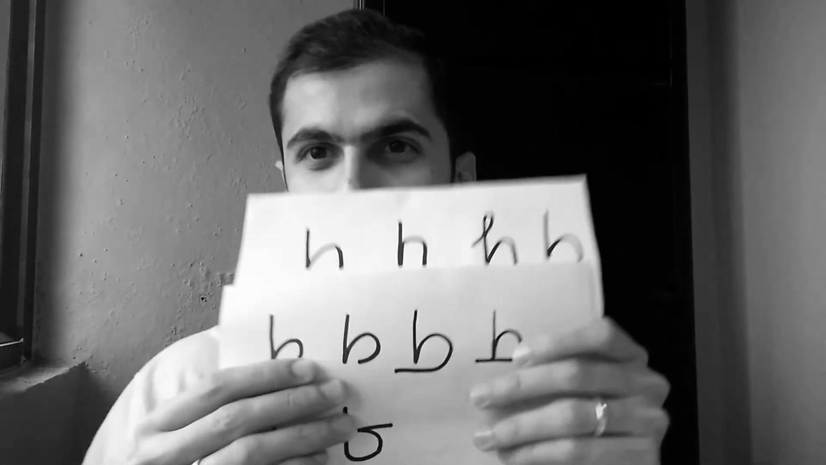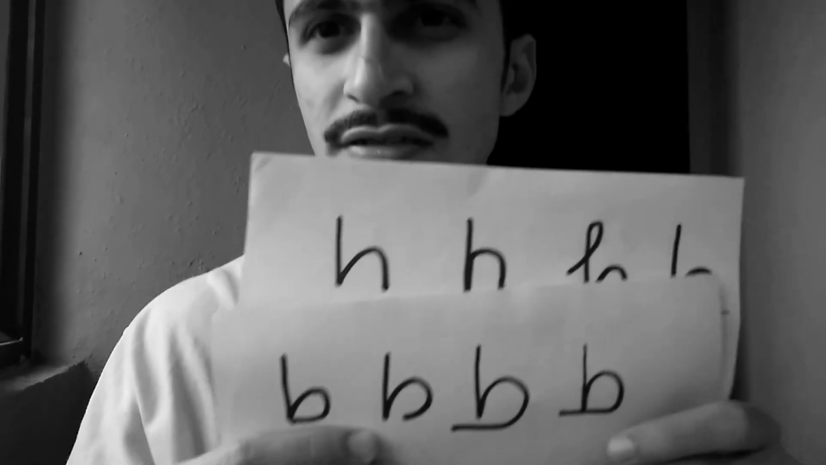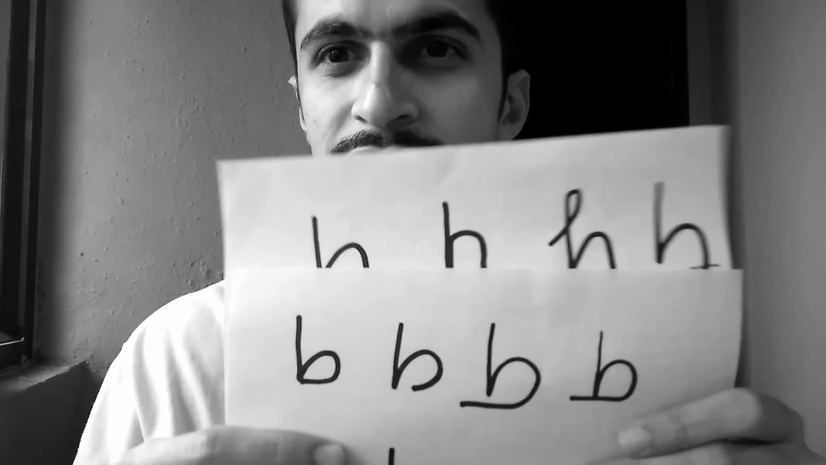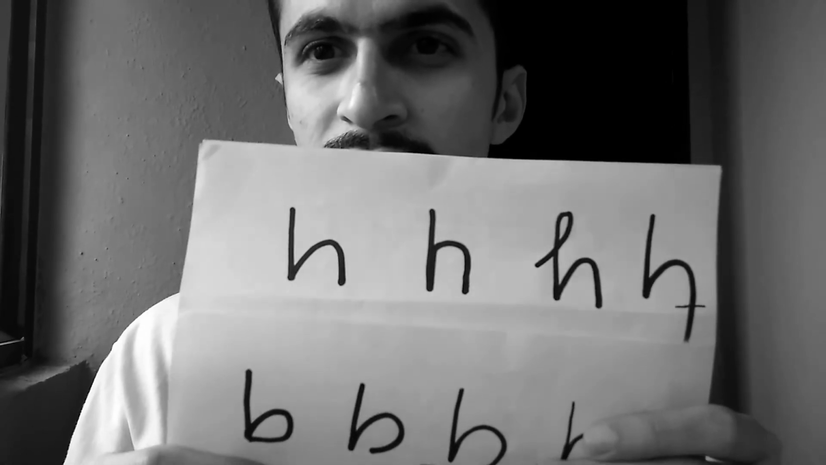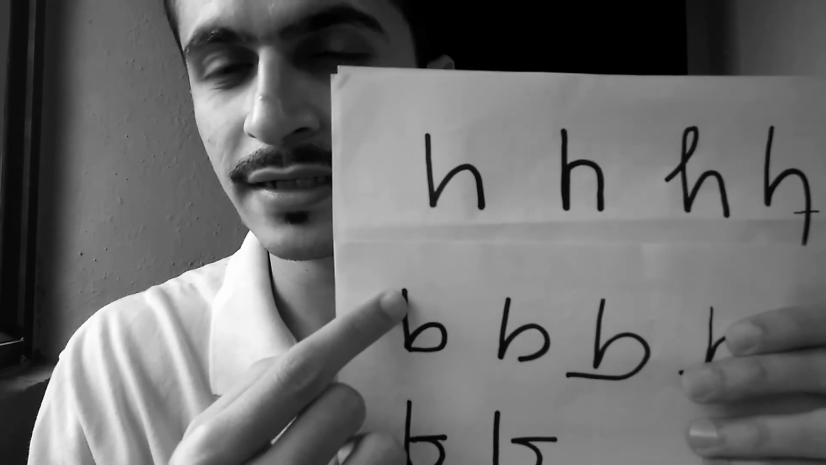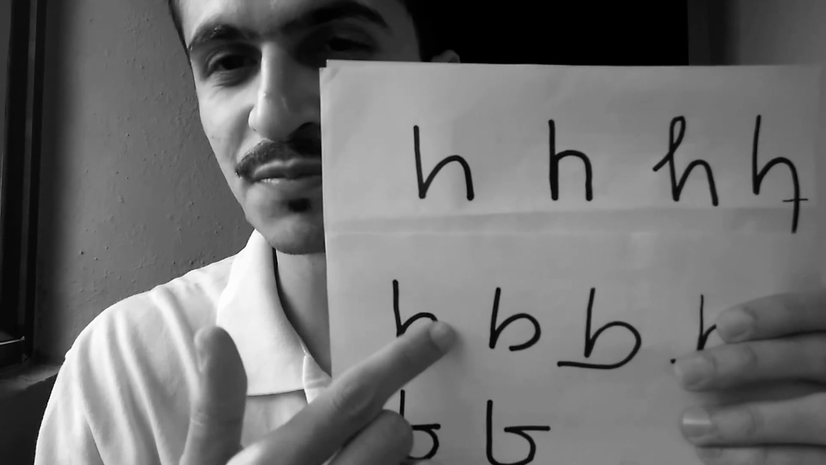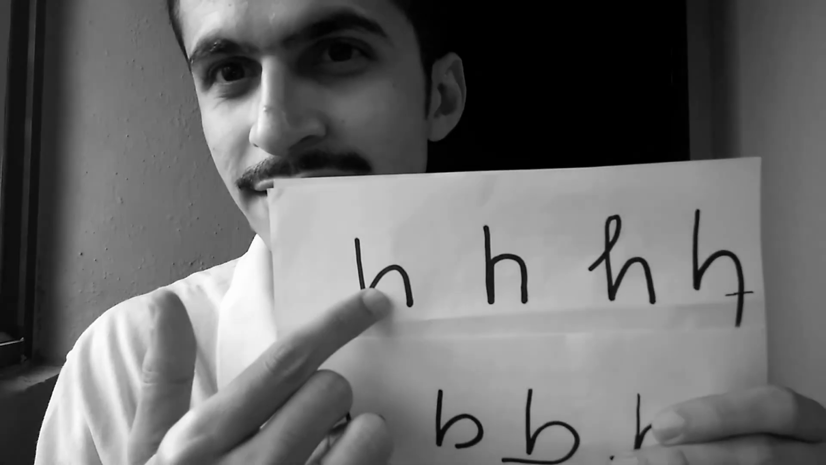A couple of videos before, we learned about the letter B. Now the letter B and letter H, if you see, they're quite close to each other in terms of structure and how they form. If you see the letter B, it goes out and comes back in. And the letter H goes out and it stays out.